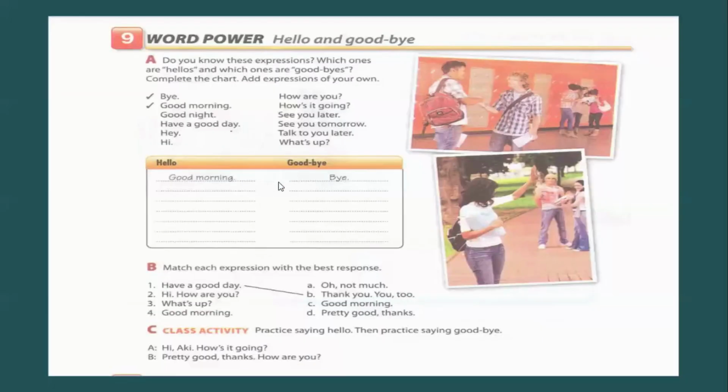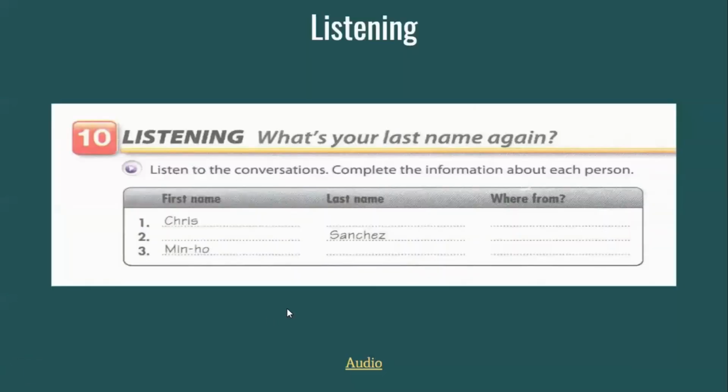Next, we have hello and goodbye. These are the very basic greetings which we have. So I want you to put them into the correct category. Hello is for greeting someone at the start, and goodbye is when you see someone off. Okay, and then try connecting these with correct responses. Next, we have a listening practice. We are going to listen to a conversation, and you have to put their first name, last name, and where they are from into the correct category. Let's listen to it.